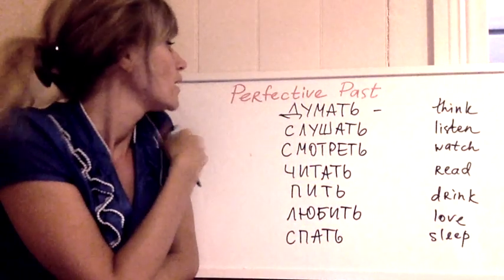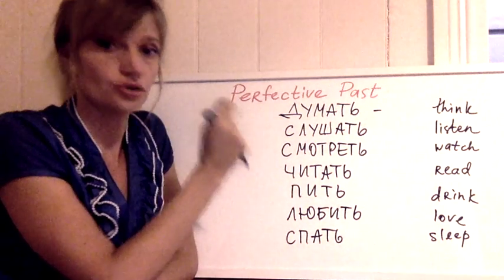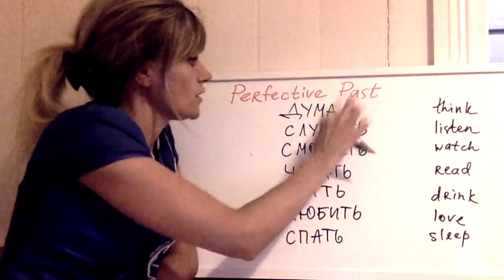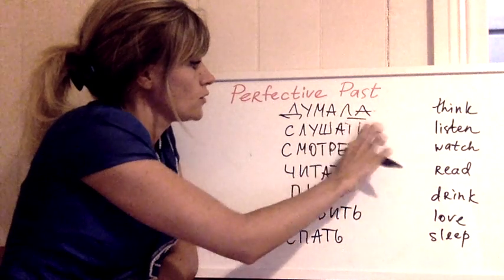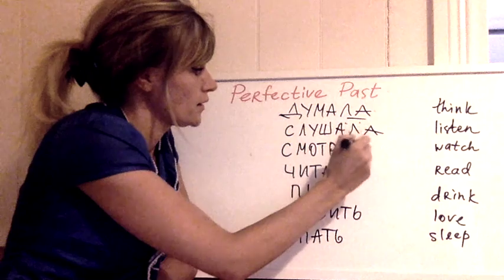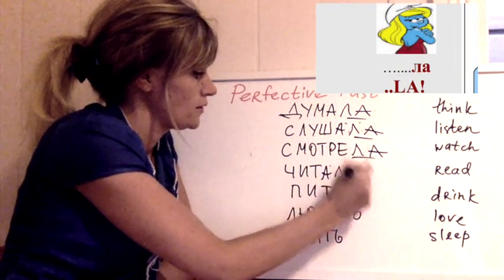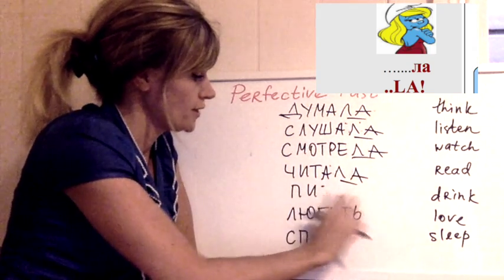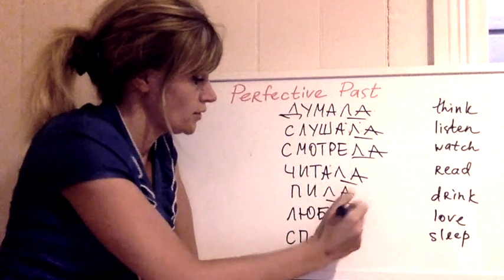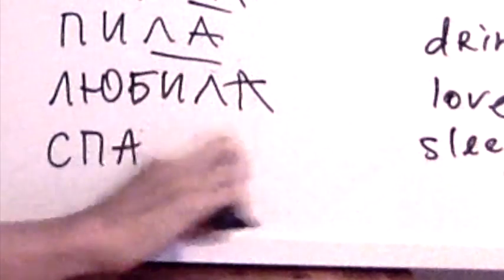Okay, let's take perfective past tense, but first we need to make it into just normal past tense. Let's make it into feminine gender. Думала, слушала, смотрела, читала, she drank, она пила, любила, she loved, и she slept, она спала.